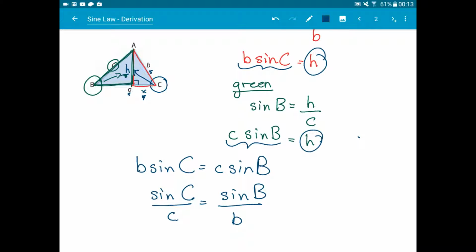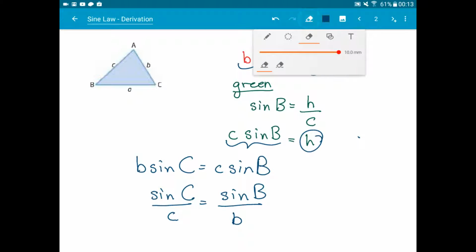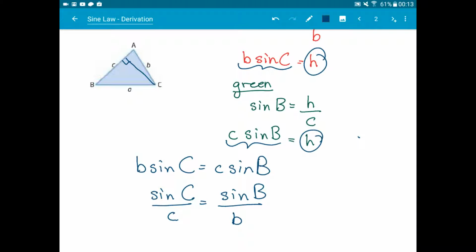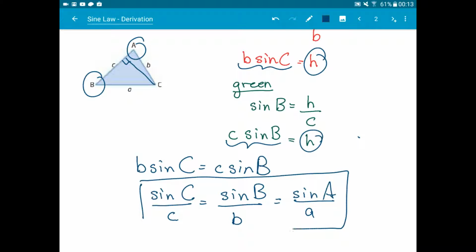Now, I could have split this triangle differently, right? So let's take a look at how I could have done it. I could have chosen to do something like this instead. And I could have drawn it like that and had this whole argument with A and B. And I would have ended up with the same result. So I'm just going to tack on the other result, sine A over A. And there you go. There's a set of equations there for which you don't need to know the height.